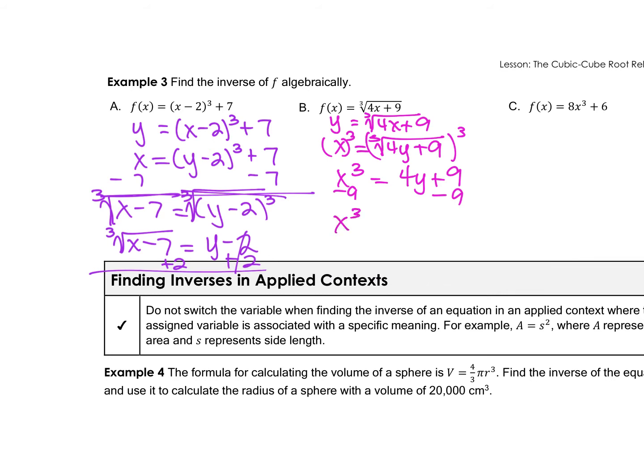So I have x cubed minus 9 equals 4y. Divide everything by 4. And you get y, or f of x, equals 1/4 x cubed minus 9 over 4.